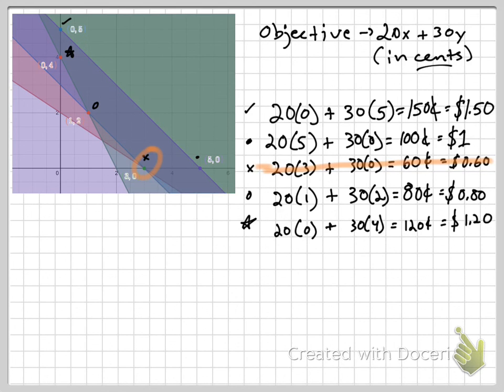Okay, 3 ounces of food X, no ounces of food Y.